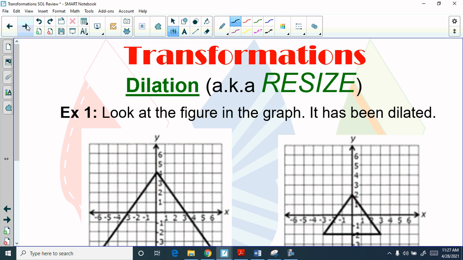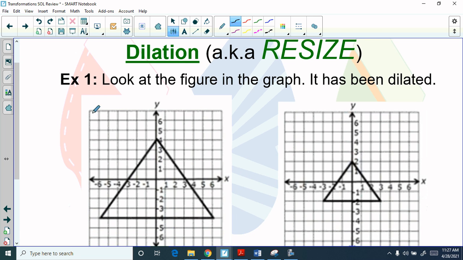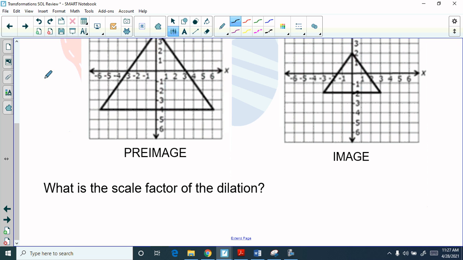And we've got the dilation. This is the resize. So we can either have an enlargement, which means the shape got bigger, or reduction, which means the shape got smaller. So when we solve these, we're always going to put our image over our pre-image to get our scale factor.